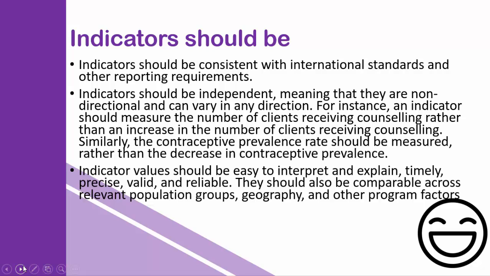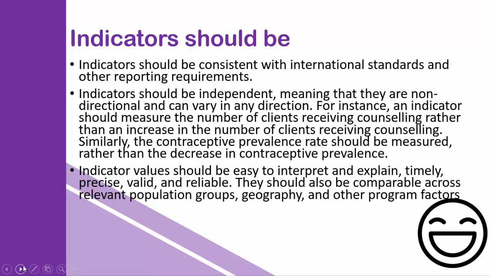Indicators should be independent, meaning that they are non-directional and can vary in any direction. What this means is that in some of these projects, especially some of the projects I've read, you'll find that in the documents they are saying, let's say they want to reduce poverty, they are saying reduction in poverty by 50%.